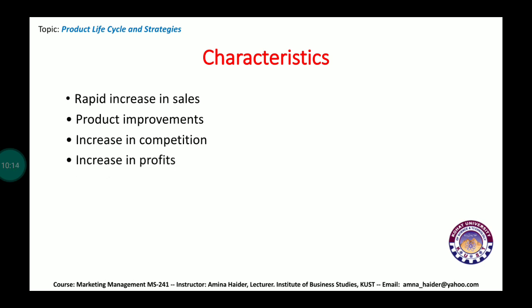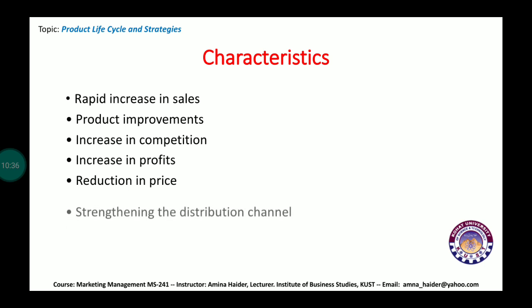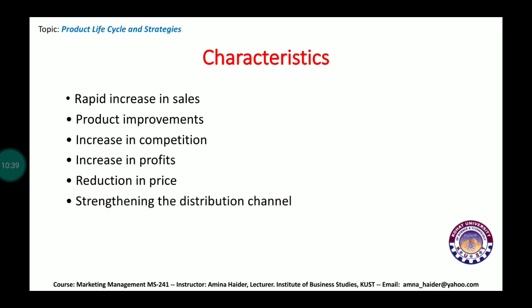Increase in profits, reduction in prices, because your profits start to increase. So the per unit cost of the product begins to decrease, so your profit margin begins to rise. Strengthening the distribution channel: like we earlier said, you begin to open new distribution channels as the company grows.